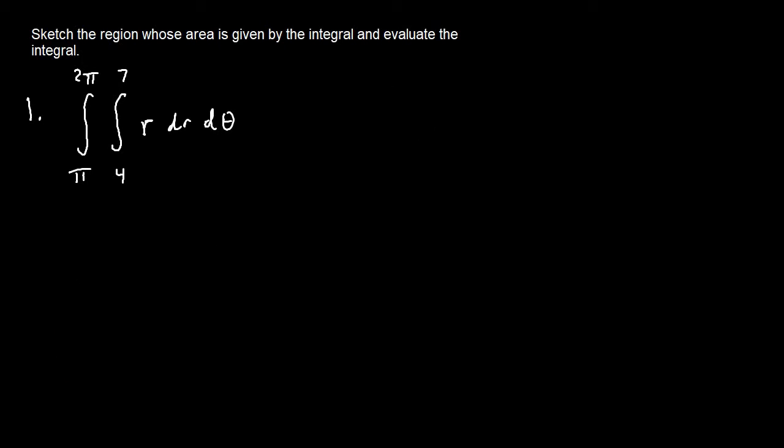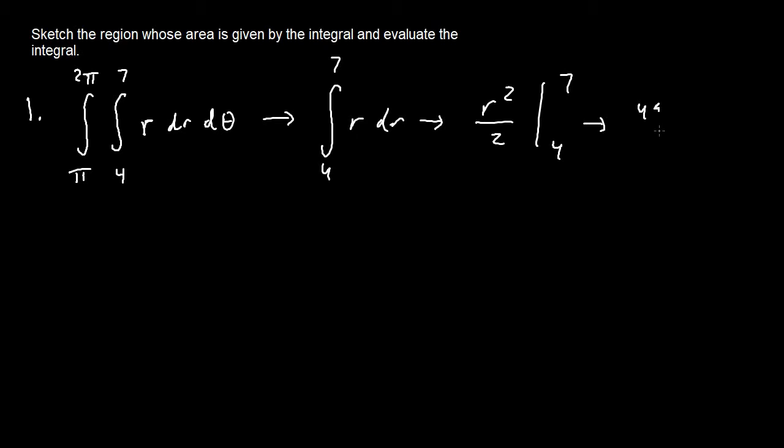So now let's go ahead and evaluate this integral. So if I write the inside integral here, we have the integral from 4 to 7 of just r dr, and so the integral of r is just r squared over 2 if we are integrating with respect to r. And if I evaluate it from 4 to 7, 7 squared is 49 over 2, and then minus, when I plug in 4 for r, we'll get 16 over 2. So then 49 minus 16 is 33 over 2.